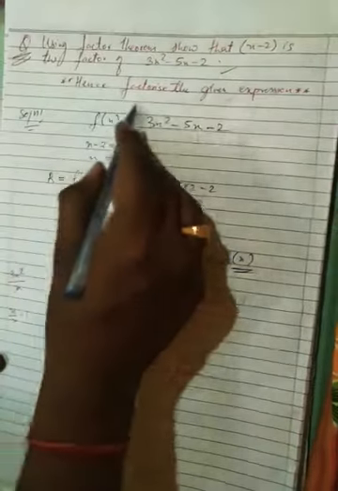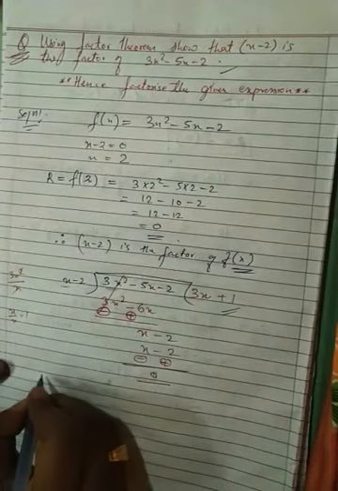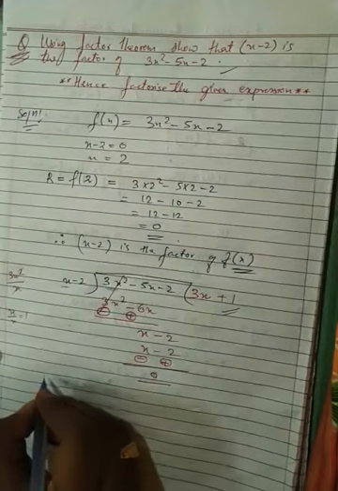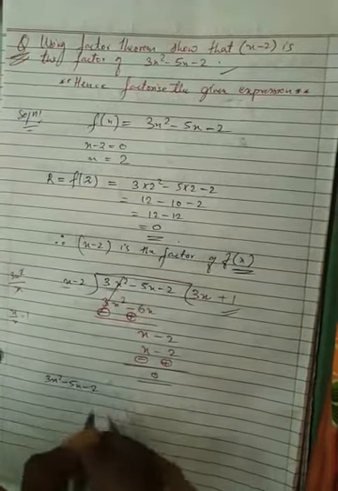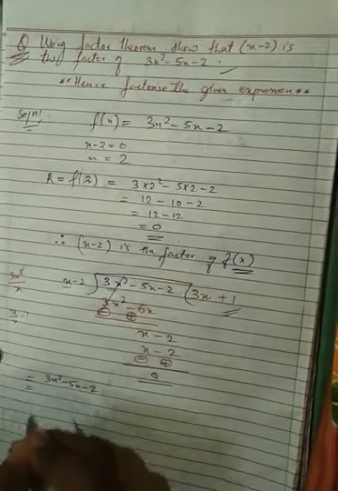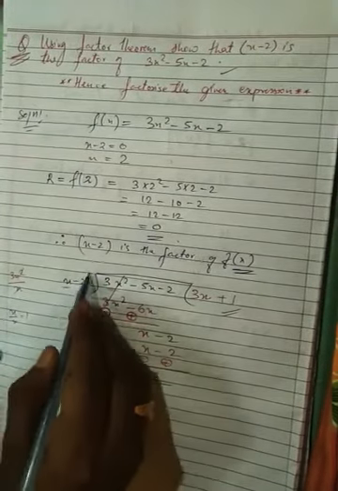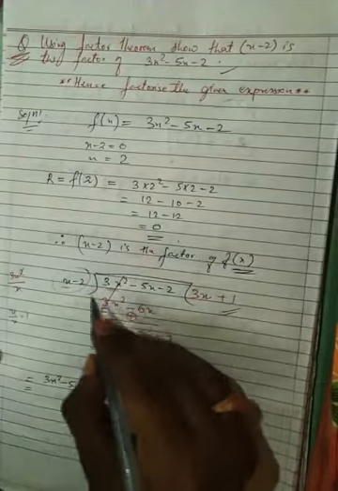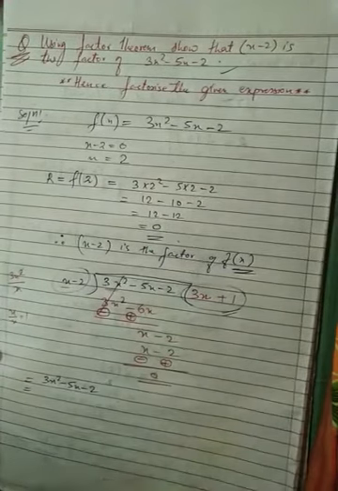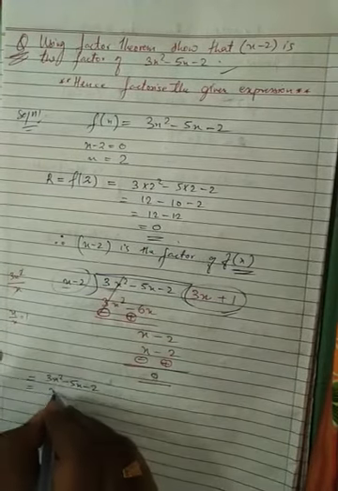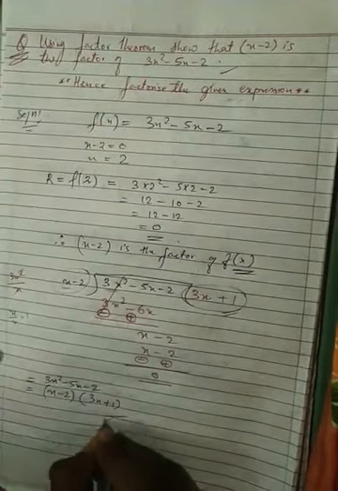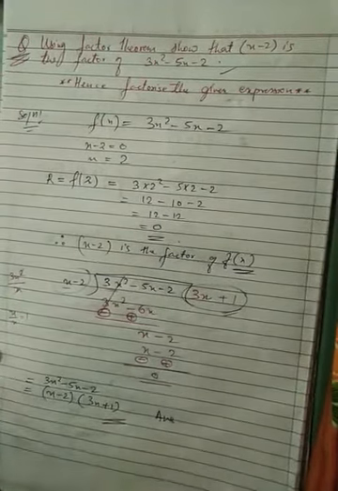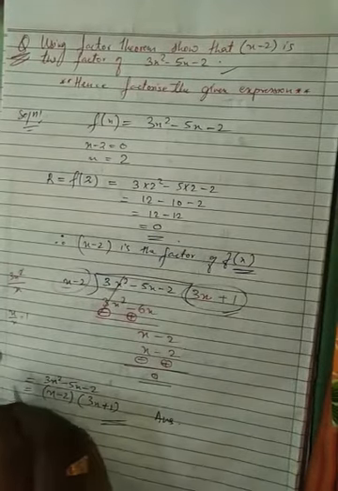You have to hence factor the given expression. It means f of x, which was 3x square minus 5x minus 2, I have to write in a factorized form. So how will we write it? Whatever is my divisor and the quotient, I'll multiply and write it down. So you can write x minus 2 into 3x plus 1. Clear? So this is the answer. Understood?